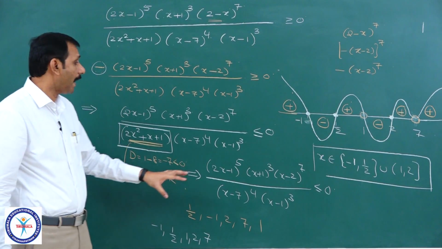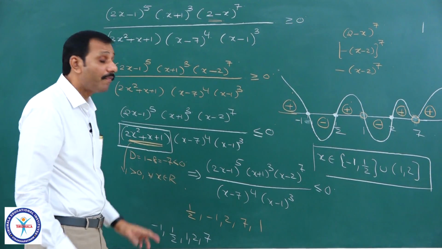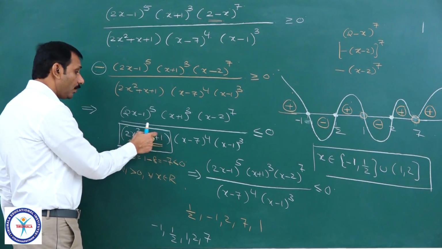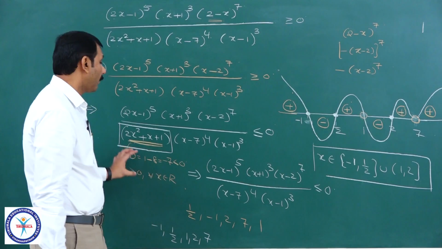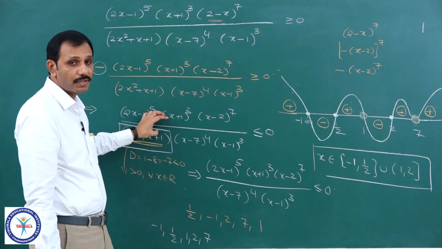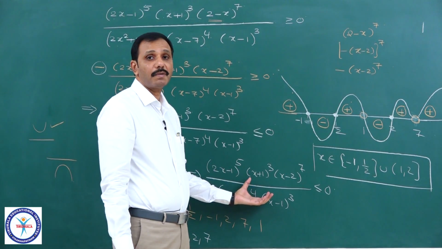Now, the values of x for which it is less than or equal to 0 will not depend on this expression because it is always positive, so just ignore this. Therefore, the values of x for which it is less than or equal to 0 are equal to the values of x where this is less than or equal to 0, and it is in the standard form.